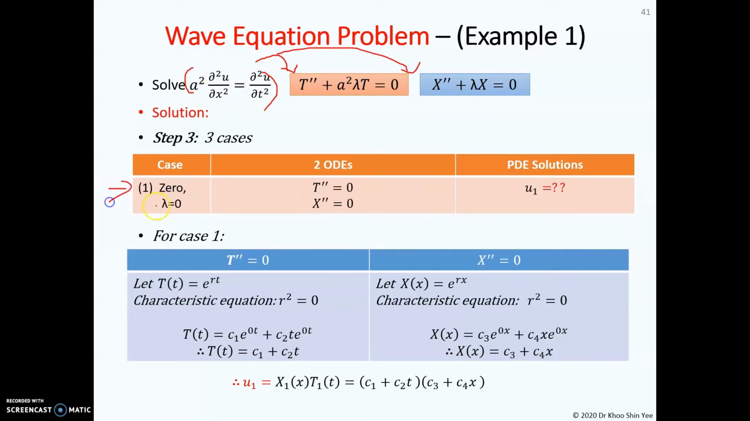For the first case, we assume the lambda equal to 0. So we substitute 0 inside the lambda here, you obtain these two ODE. You can use the characteristic equation approach here to solve these two ODE because they are both homogeneous ODE. So you can convert the t double prime into r square equal to 0. Therefore you have repeated root equal to 0 here.